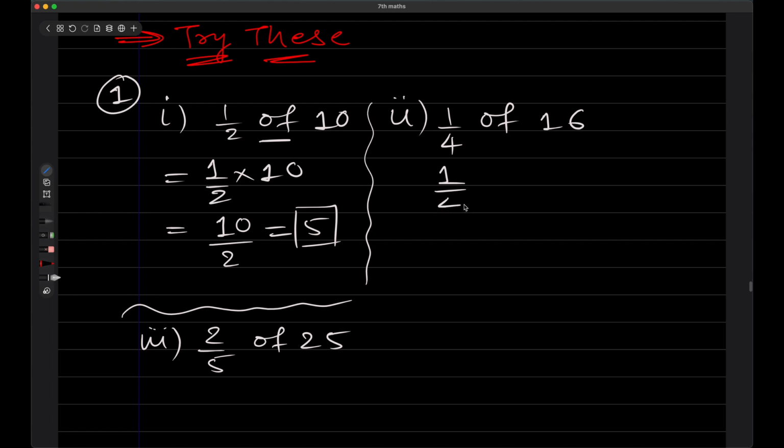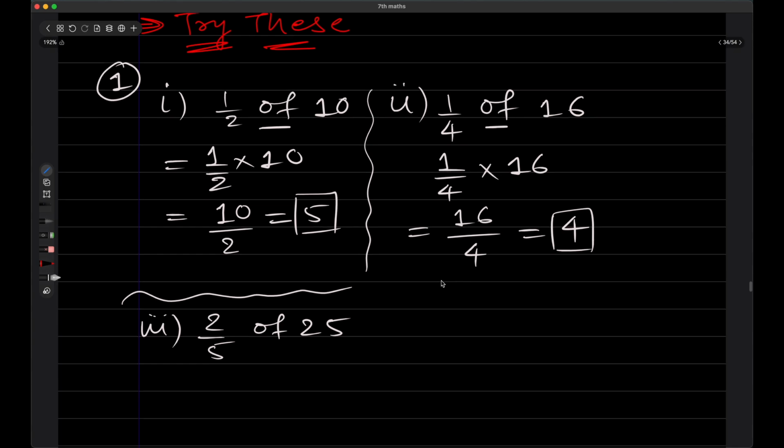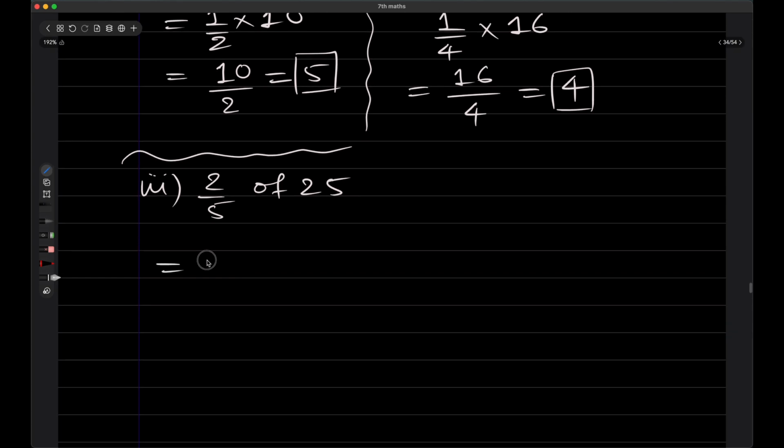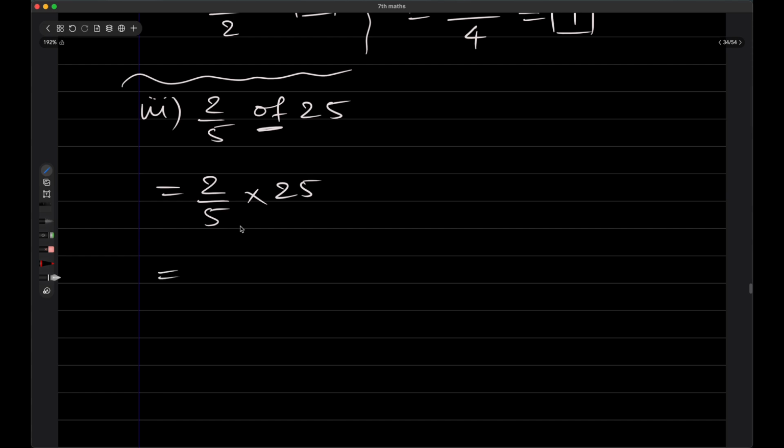Second is 1/4 of 16. We can replace of by the multiplication sign, and now multiply the whole number by the fraction. That is numerator 1 into 16 is 16 divided by 4, that is equal to 4. Third is 2/5 of 25. We can replace of by the multiplication sign. Now the product of the whole number by the fraction, you will get 25 into 2, that is 50 divided by 5, that is equal to 10.